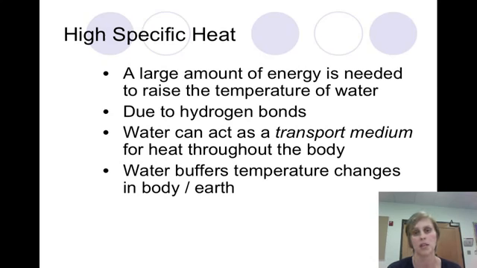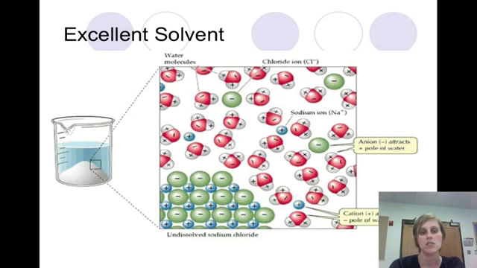We don't have ponds suddenly freezing over in just seconds. It takes a lot of time for that to happen and for it to defrost as well, and that maintains temperatures on our Earth. Water is also an excellent solvent. That means that things dissolve into the water really easily, and that's due to water's polarity. Here you can see water, which is the red and the white ones, dissolving sodium chloride or salts, which is the green and blue ones.